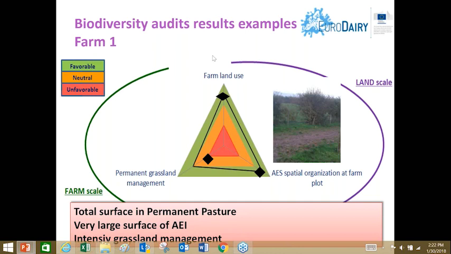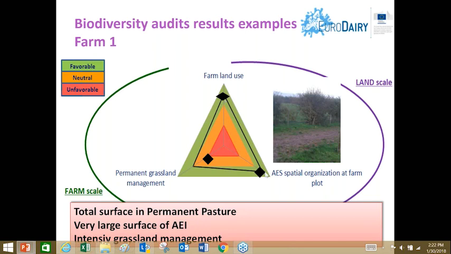Actually, on this farm, the farmland use was very favorable to biodiversity because 100% of the farm was in permanent pasture. So you would say a permanent pasture is not like a mosaic diversity because it's just one crop, but it has been demonstrated that permanent pasture is as good as a very diverse mosaic landscape. So that is favorable for biodiversity anyway.